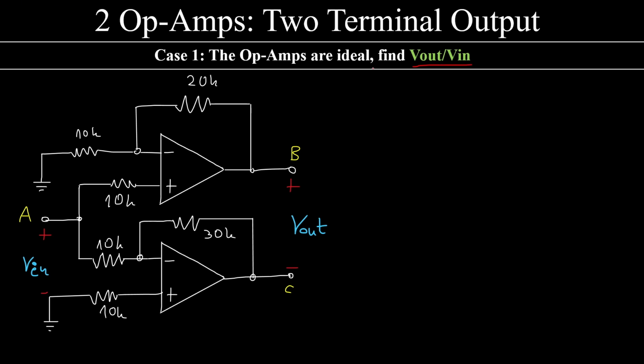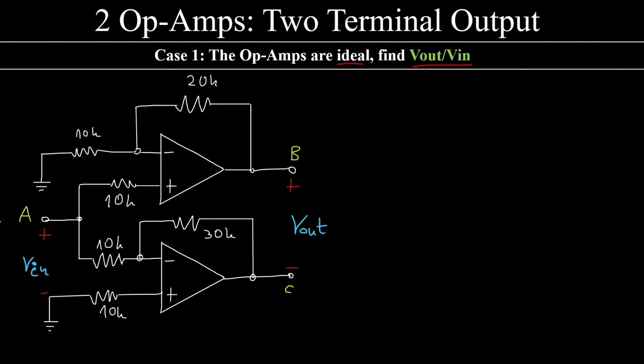How much is Vout over Vin when the op-amps are ideal and are connected like this? We have a common terminal that connects to the two input terminals of the op-amps, and the other terminal connected to the ground like this. The output is tied between the two outputs of the two terminals. So we have to find the VB in relation to VC.